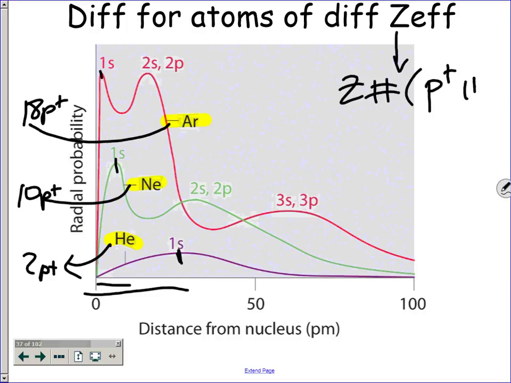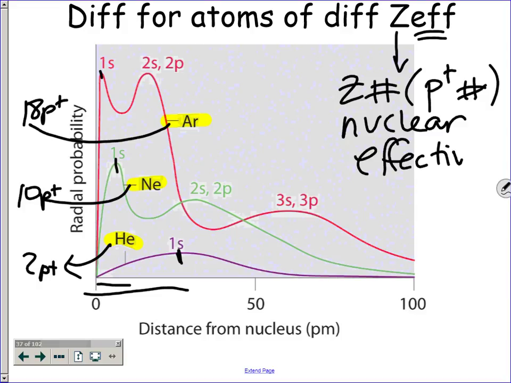Proton number, right? You should know this now. ZEF, Z-E-F-F, means nuclear effective charge. I'm teaching this in honors school today. I just had a brain fart. So the EFF refers to effectiveness, like how effective the nucleus is at attracting its first, second, third, and fourth, whatever, electron clouds. So nuclear effective charge is what ZEF stands for.